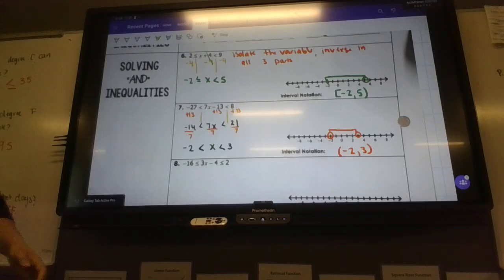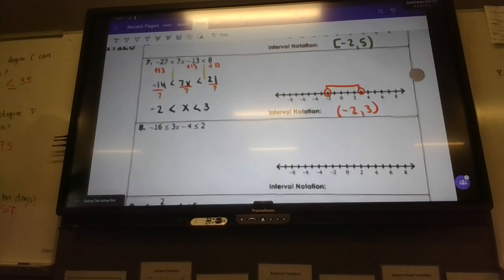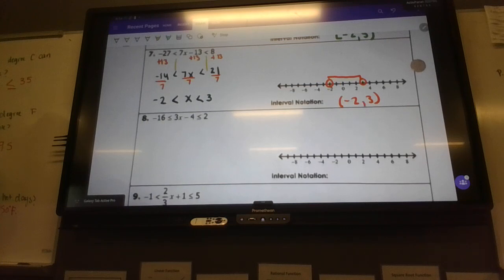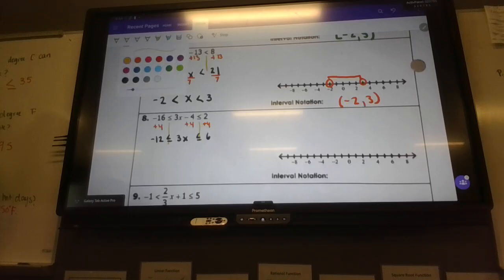Okay. Number 8. Here we go. Line here, line here. Let's add 4. Add 4. Add 4. So what did you do, Kevin? Keep the symbol. 3x. Keep the symbol. 6. Alright, that's 3 times x.